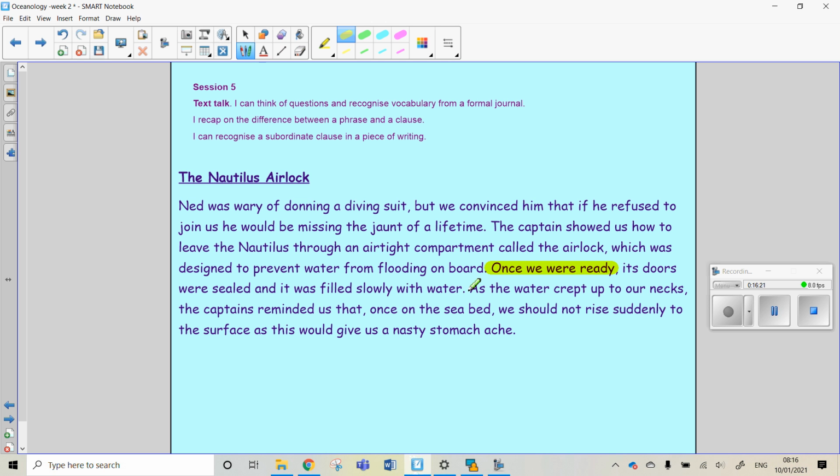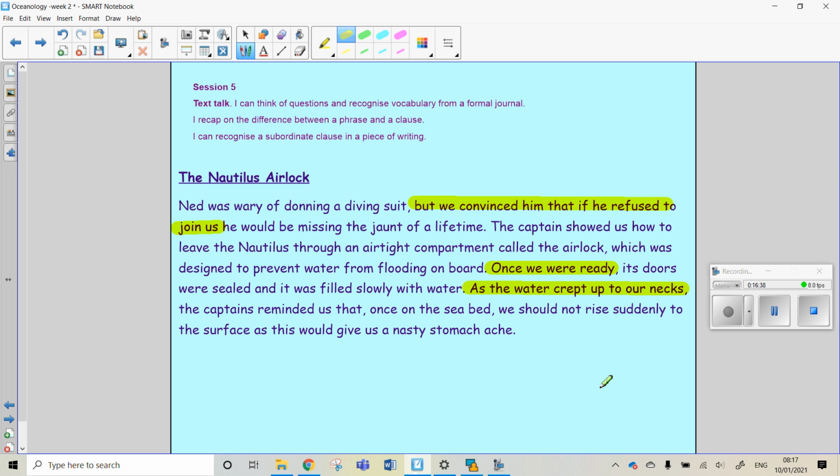We've also got one here. As the water crept up to our necks is another example of a subordinate clause. And one final one is, but we convinced him that if he refused to join us is another example.